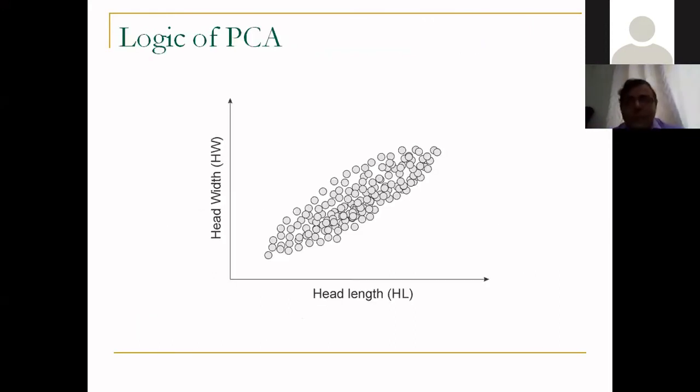Okay, so what is PCA? The only reason I'm going into details of PCA is because if you understand the logic of PCA, you'll be able to understand the logic of most multivariate techniques. So most of the multivariate techniques work in the same way. Okay, so what is principal component analysis?